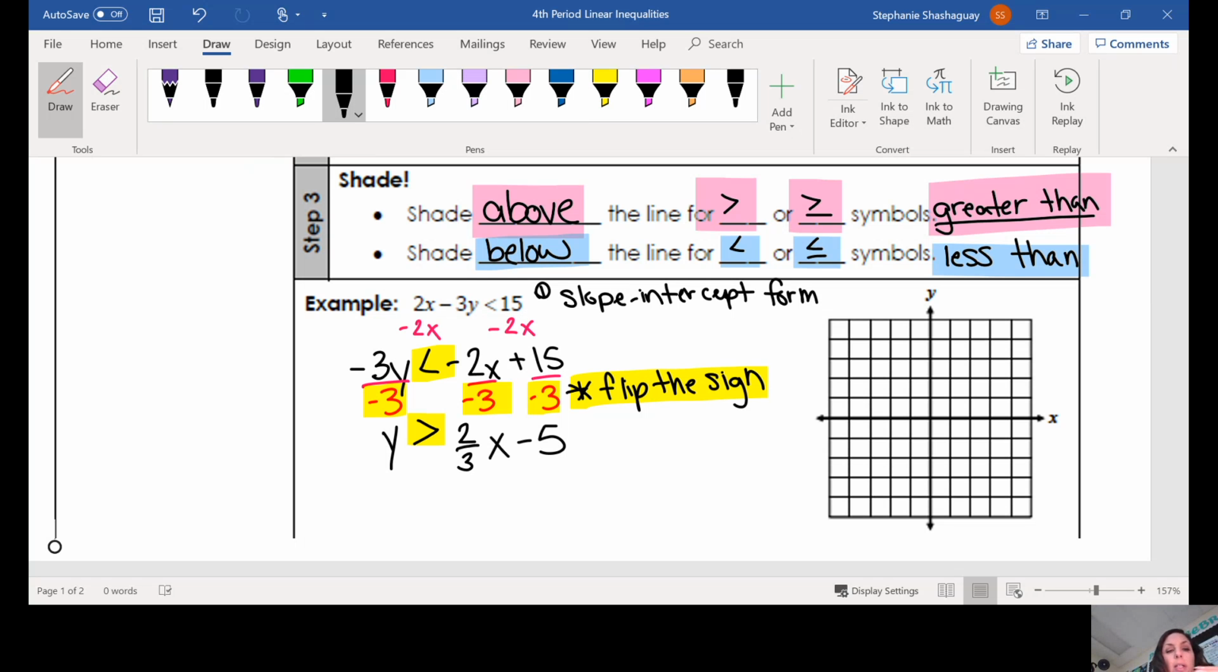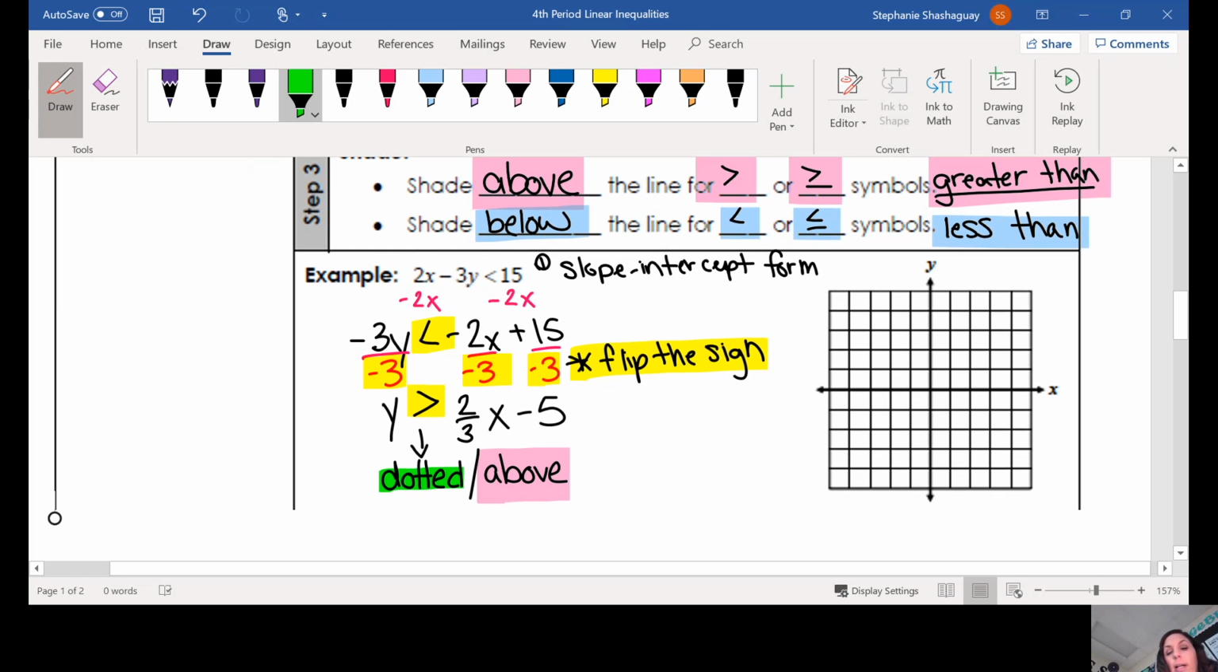Now that I have my equation in slope-intercept form, now I need to identify all of my key attributes. So I have y is less than, it's not equal to, so I'm going to have a dotted line. Okay, and it says y is greater than, sorry, y is greater than 2/3 x, so we're going to shade above the line. Okay, so we're just looking at our inequality symbol, and that's going to tell us whether we have a dotted or solid line, and if we're shading above or below. And so we are going to shade above.